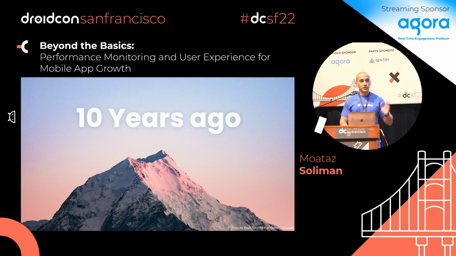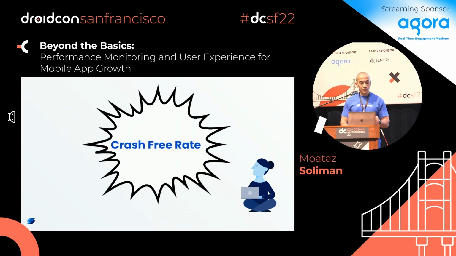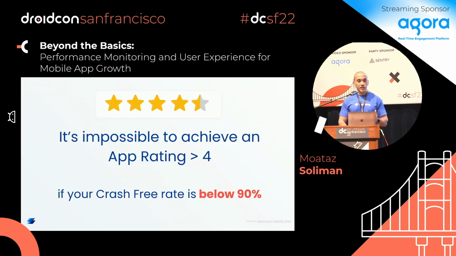So just a quick history. Ten years ago, performance of mobile apps meant only one thing. It was only crash-free rate. It was the only thing that everyone was monitoring, the only thing that every company cared about. It was impossible to achieve any App Store rating or to enhance the reach of your app if you weren't focusing on the App Store rating and on your crash-free sessions. And crash-free sessions would have been okay at around a 90% crash-free rate.